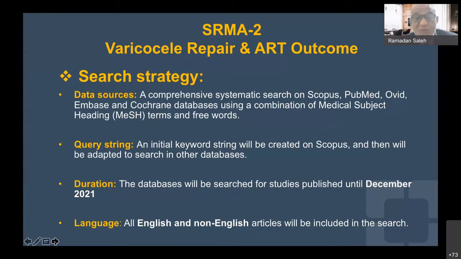Our study will include all studies published till December 2021, and importantly, we will include not only English articles, but we will go through and cover non-English articles, as we just did in our first systematic review and meta-analysis.